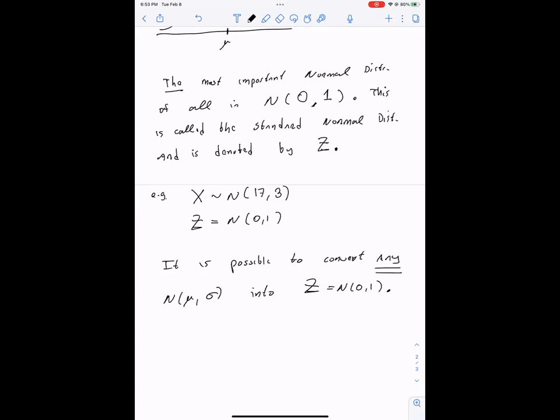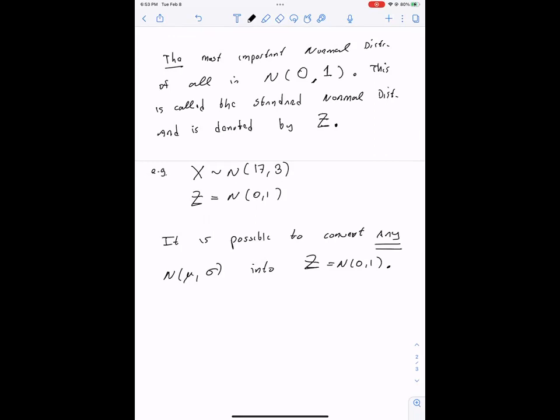Now, nowadays with the TI-84, this technique is not as important because I can just plug in whatever mu and sigma I want in here, and it's going to do the math for me. But historically, I didn't have that. So how do I convert a normal to anything else?